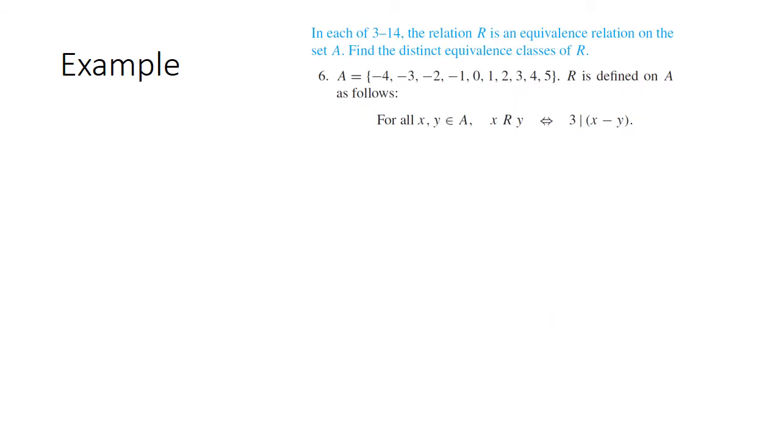Okay, so we're backing up a little bit. I kind of did some of the problems out of order, but this is number 6, and in this problem, the relation R is an equivalence relation on the set A, and we are to find the distinct equivalence classes of R.